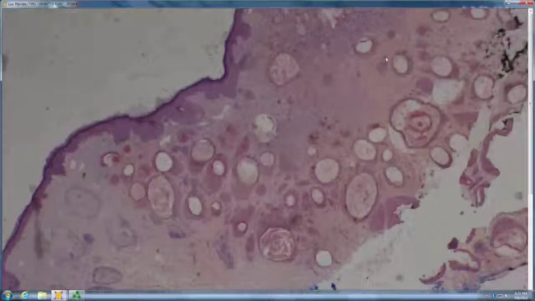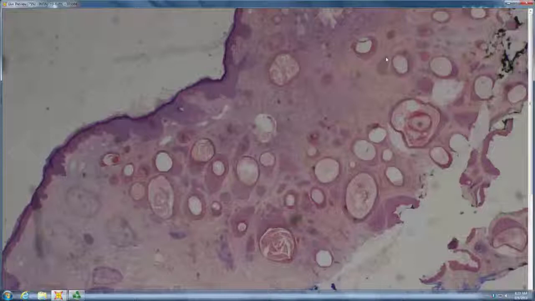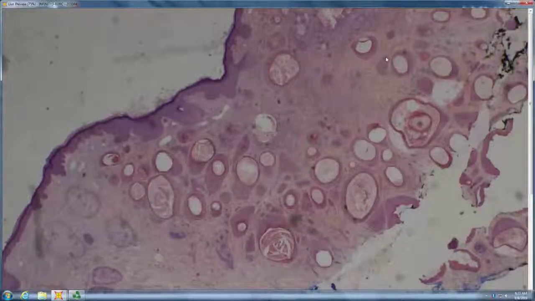Trichoadenoma. Trichoadenoma. The only thing you should have added was, don't waste my time. Very good. Very good.